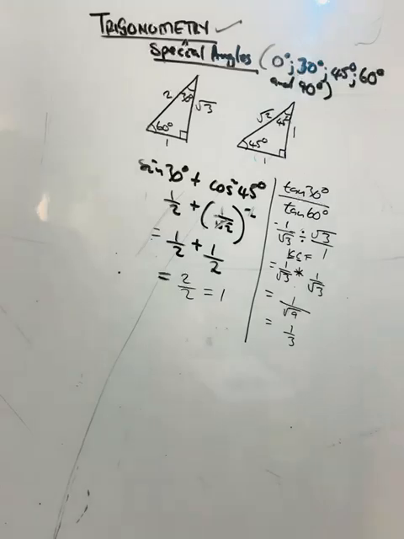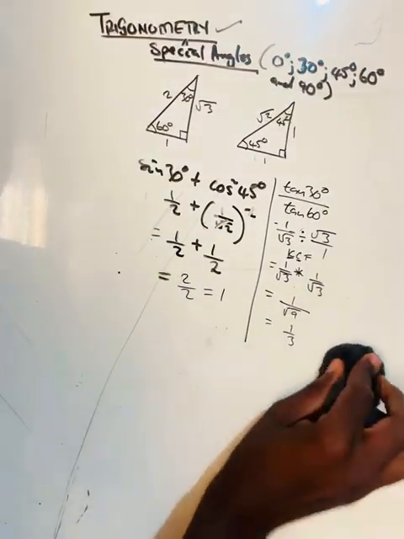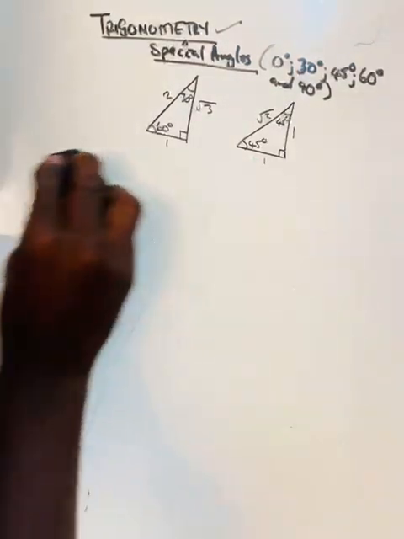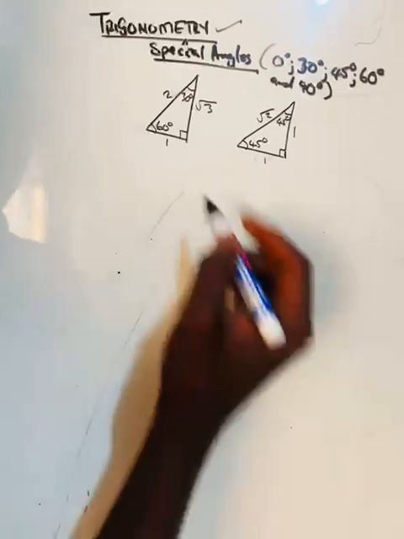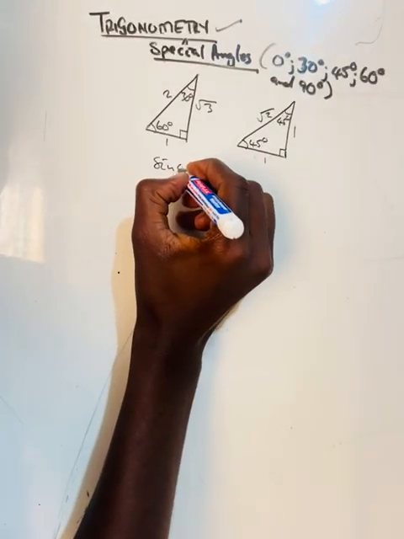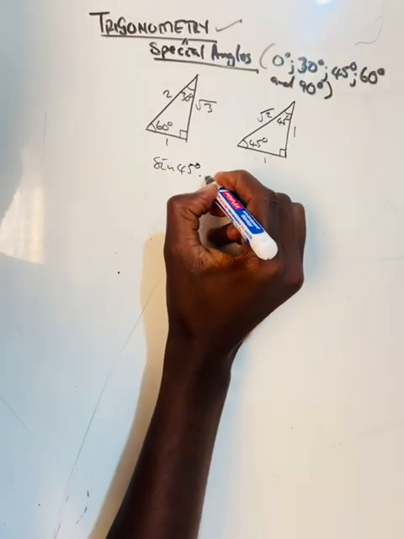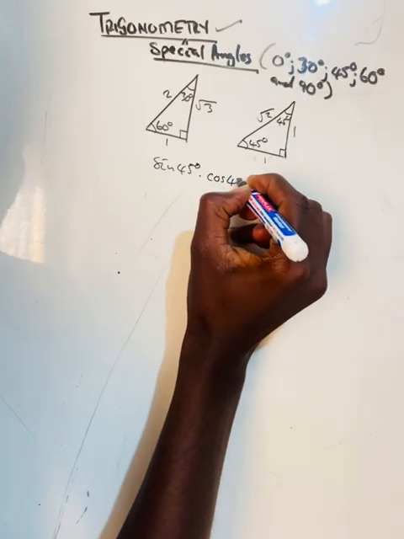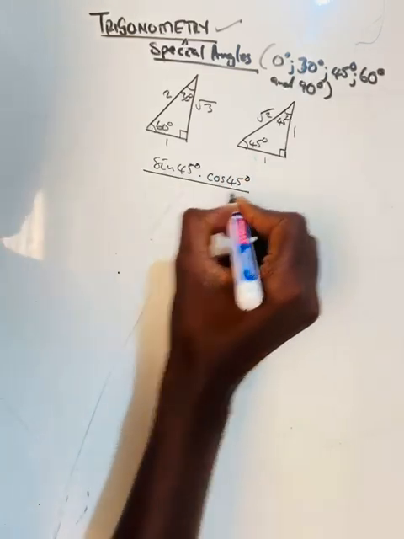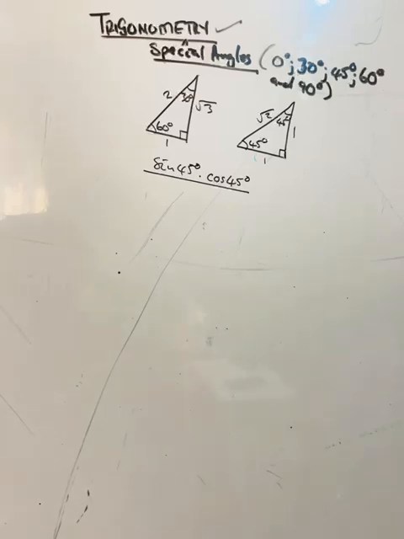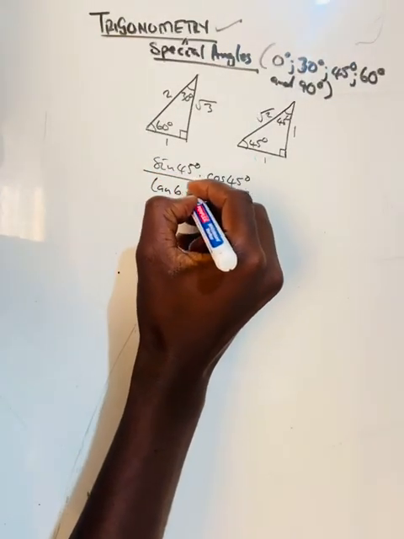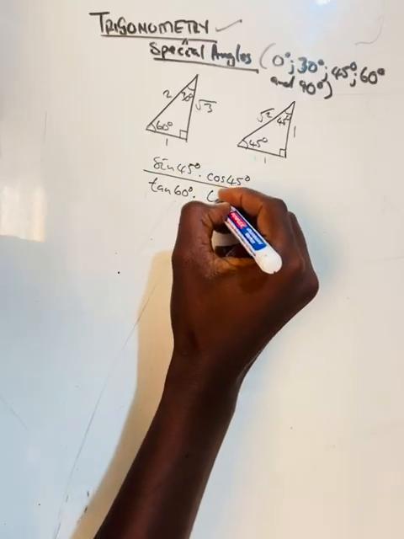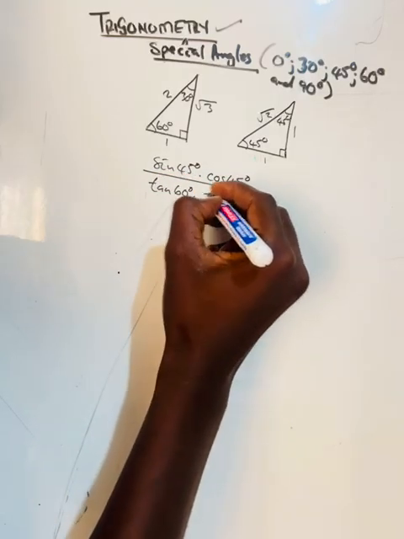So on this particular exercise, or question rather, what were we provided? They gave us sine 45 multiplied by cos 45. So it's sine 45 degrees multiplied by cos 45 degrees, and it is all over tan 60 multiplied by tan 30. Tan 60 degrees multiplied by tan 30 degrees.